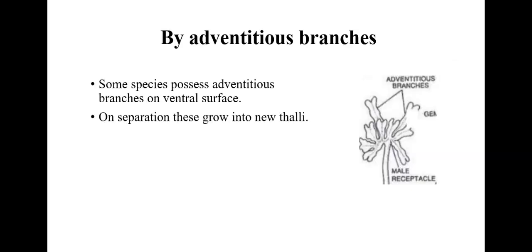The next and last one in vegetative reproduction is adventitious branches. Some species possess adventitious branches on the ventral surface. On separation, these grow into new thalli, as you can see in this diagram. It means that two or three branches arise from the thallus, grow, separate and form new thalli.